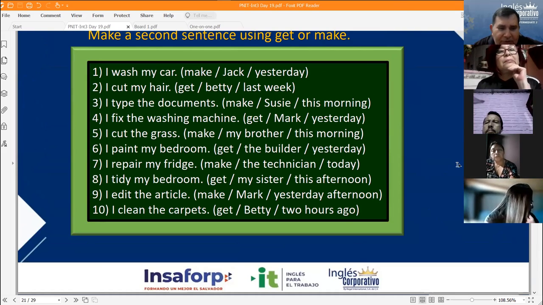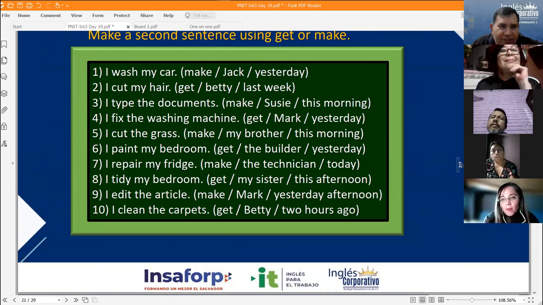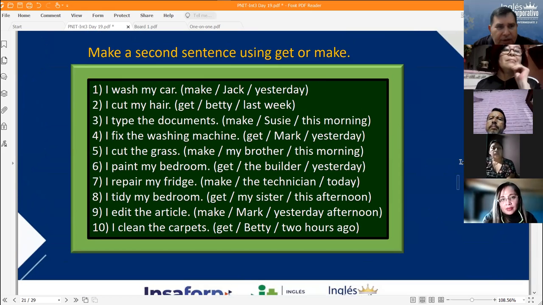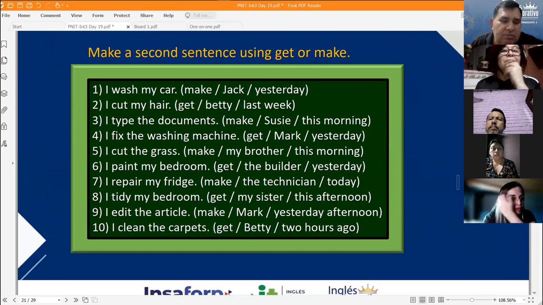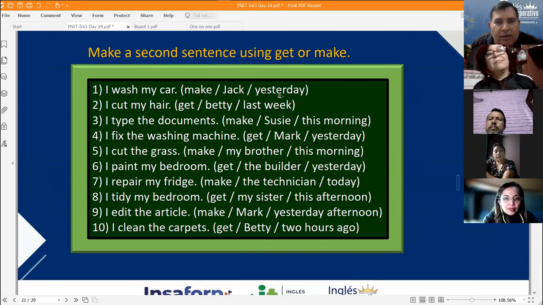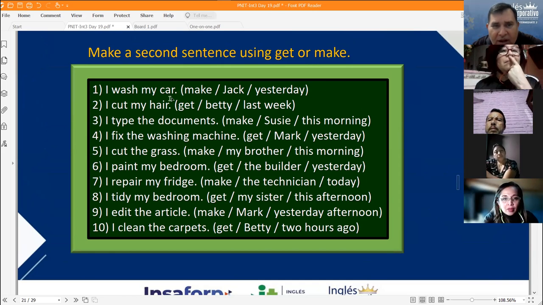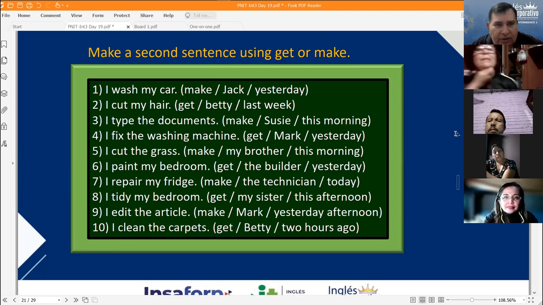Only two. So imagine, it says, make a second sentence using get or make. Check over here. I wash my car. I made Jack wash my car yesterday. I made, past, because it's yesterday. I made Jack wash my car yesterday.